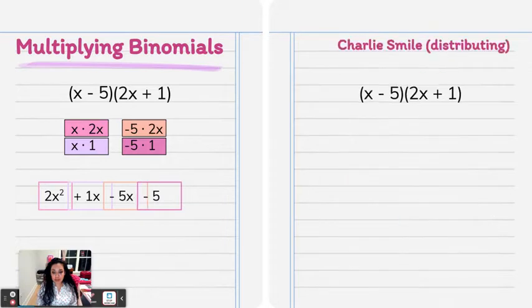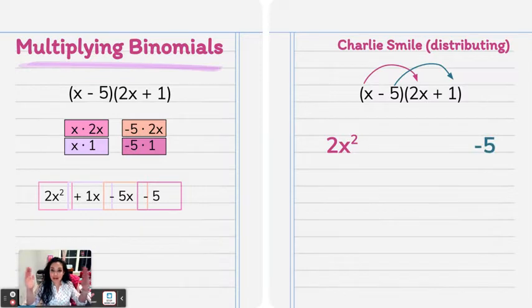So the other method I call Charlie's Smile method, which is just distributing. So it's like we've seen the little arrows going from one to the other, but it makes sort of a smile, if you will. So we start off with making Charlie's left eyebrow. So that's x multiplied to 2x, and we get 2x squared. Then we make his right eyebrow, which is negative 5 times positive 1, and we get negative 5.